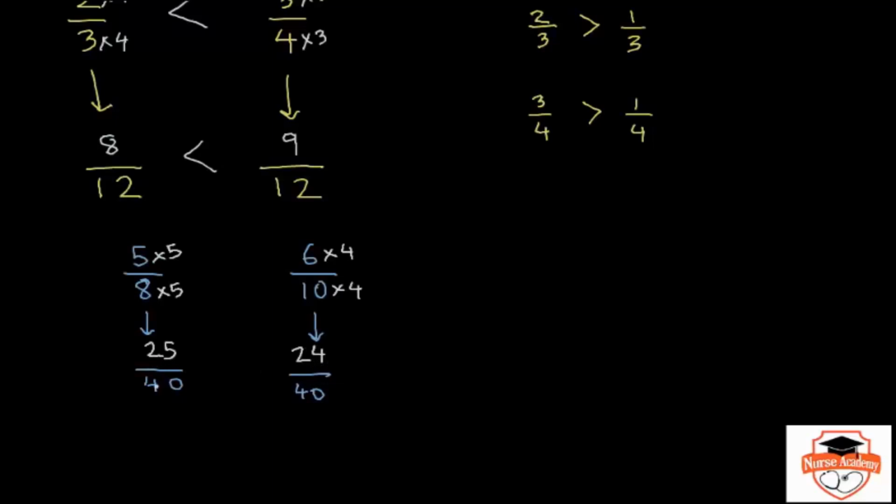25 is more than 24 on the same denominators. Therefore, 25/40 is more than 24/40, which means 5/8, which is nothing but the same as 25/40, is more than 6/10, which is nothing but the same as 24/40. This is how you compare fractions. I would say this is one of the ways how you compare fractions. There are other ways. Okay, so let's move on to adding and subtracting mixed numbers.